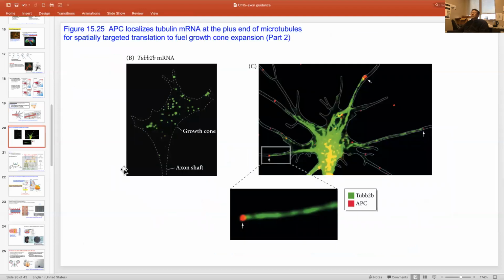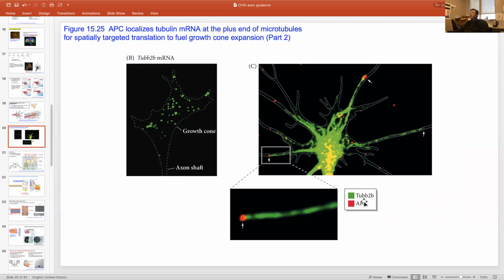So basically, this is the histological evidence showing this local translation. The dotted line shows the contour of the growth cone, and the green spots indicate the tubulin messenger RNAs. So these are tubulin messenger RNAs localized in the growth cone. This is the axon shaft over here.